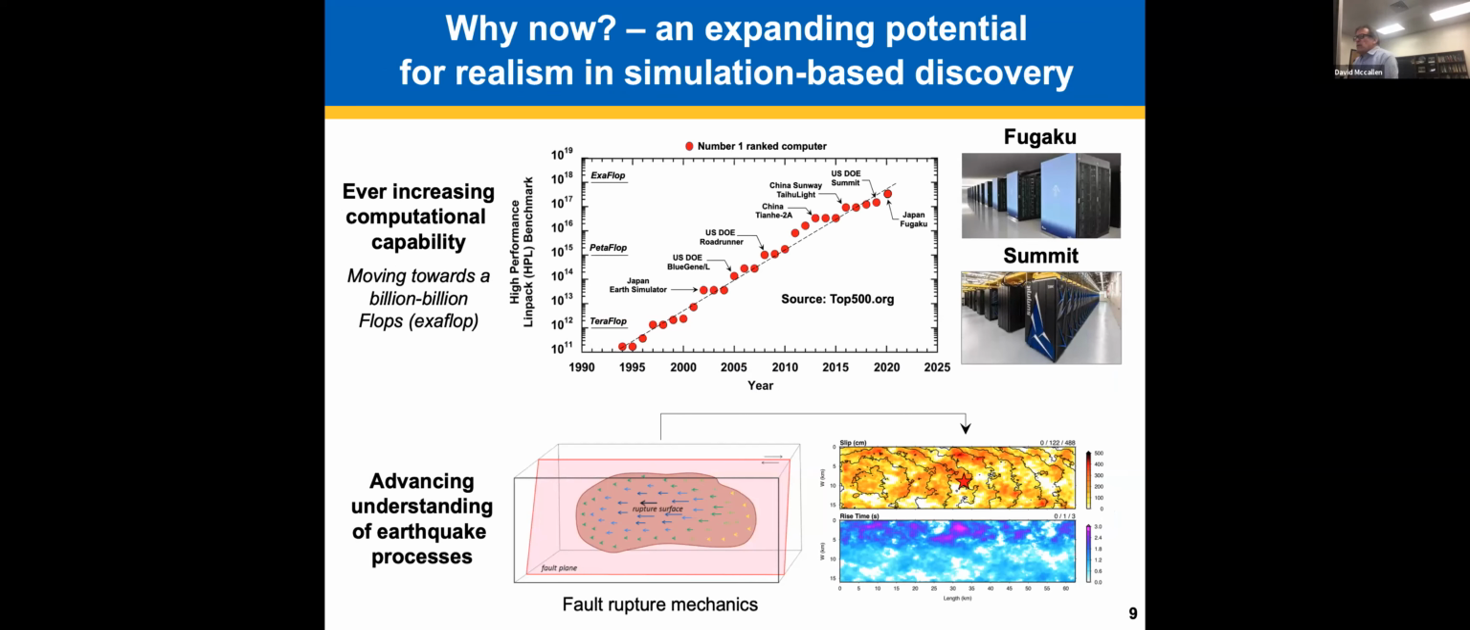Well, in our view, we're really at the precipice of a dramatic advancement in capability over the last few years and in the near future. Part of that is driven by the ever increasing computational capability. I'm showing a plot of the number one ranked computer in the world by year. The vertical axis is floating point operations per second on a LINPACK benchmark. One of the remarkable things you see for the last 20 years is this curve is continuously up and to the right. Computational capabilities just continue to increase.